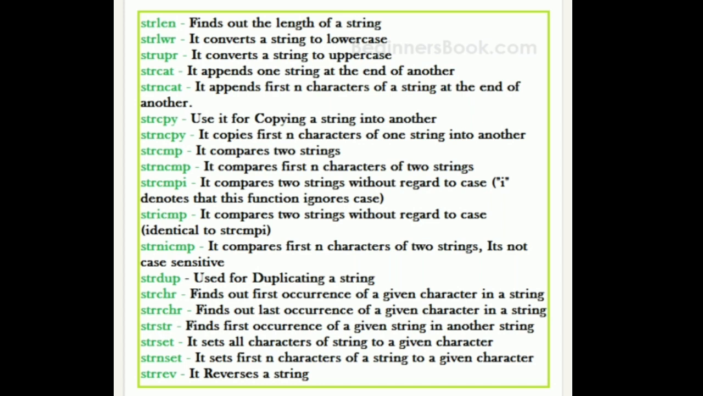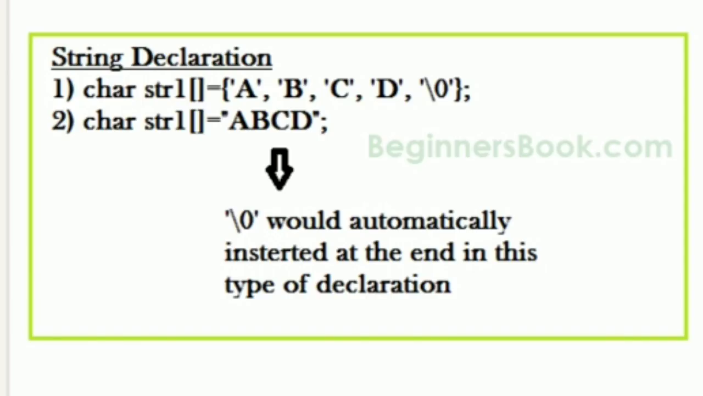Next, strnicmp compares the first n characters of two strings, and it is not case sensitive. strdup is used for duplicating a string. strchr finds the first occurrence of a given character in a string. strrchr finds the last occurrence of a given character in a string. strstr finds the first occurrence of a given string in another string.